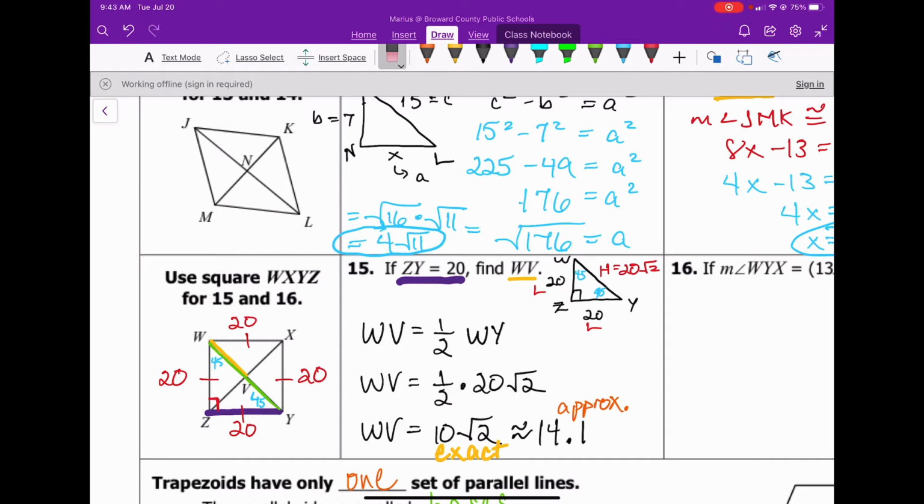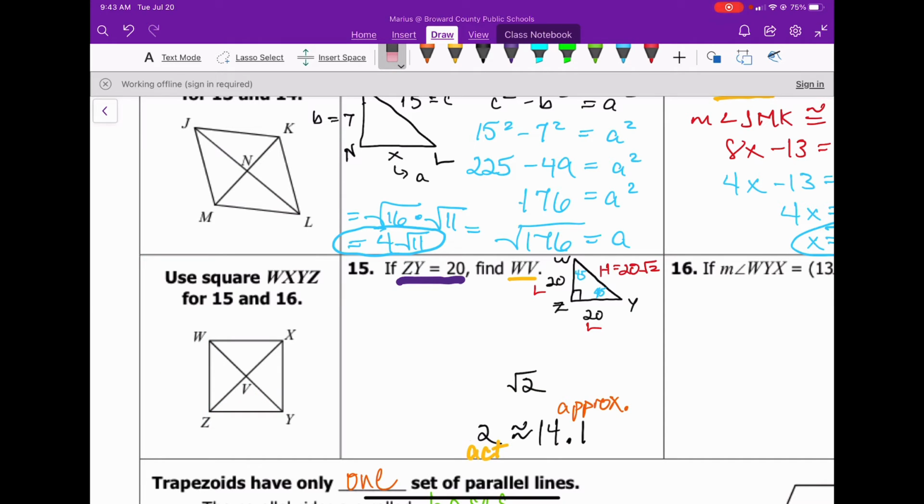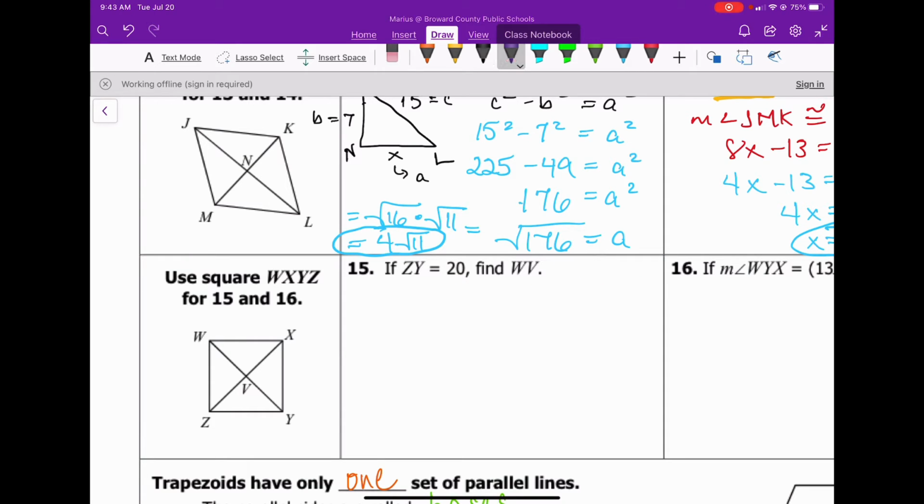So we basically took a look at this larger right triangle. That's the one that we looked at to solve the problem the first time. Now, let's take a look at another way that some other people may see this problem and solve it.